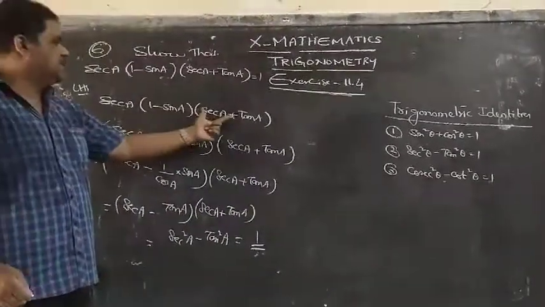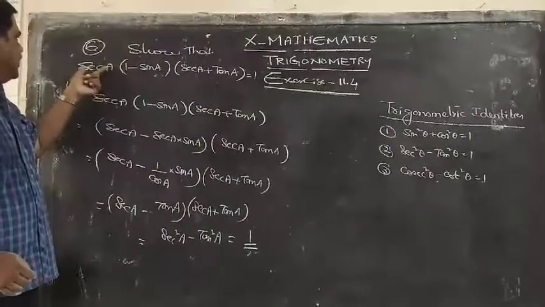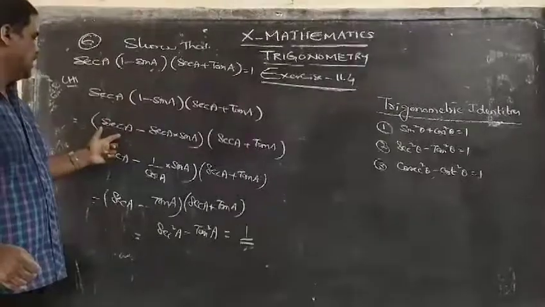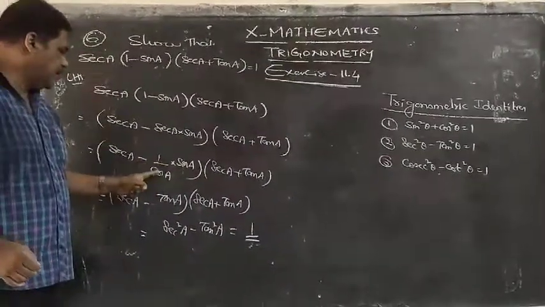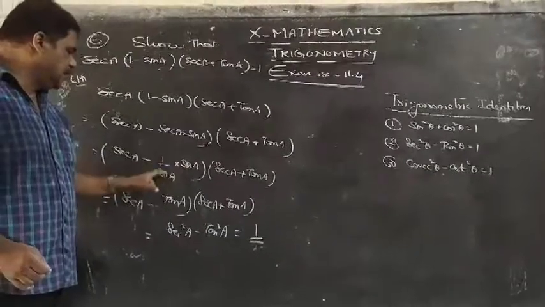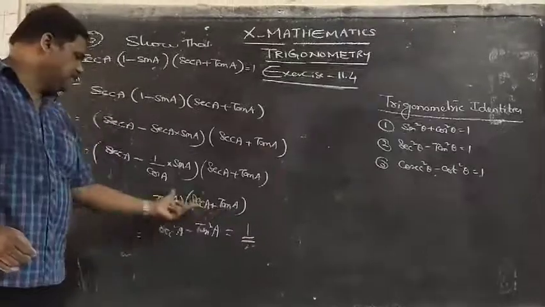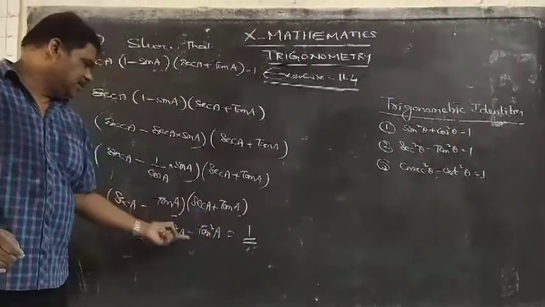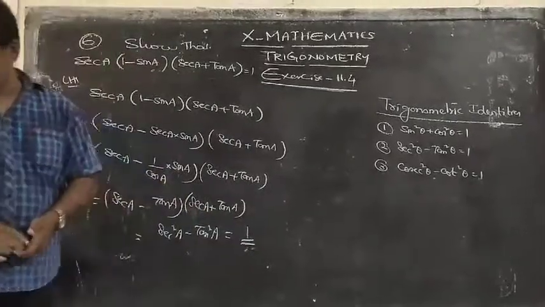So here this second term we should not disturb, you keep as it is till the end. Here secant A into 1, secant A into secant A sin A. This secant A you write 1 by cos A, so that sin theta by cos theta is called tan theta. Now both will become A minus B into A plus B form, which is A square minus B square. This is the identity whose value is 1.